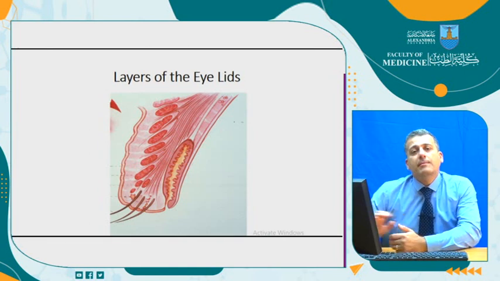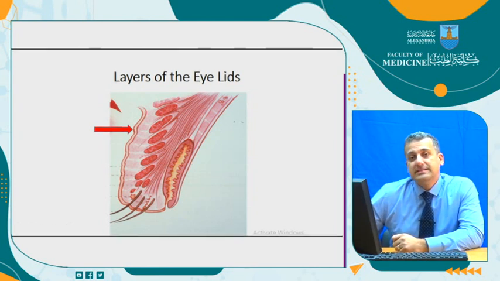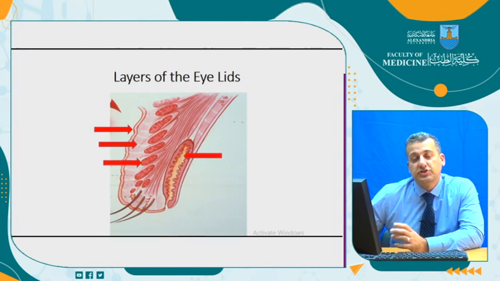So let's now talk about the layers of the eyelid. We have 5 layers. The first layer is the skin. Underneath the skin there is a layer of subcutaneous tissue which is very thin, and underneath that there's a layer of muscle, and the main muscle present in the lid is called the orbicularis oculi, and the fourth layer is called the tarsus, and the tarsus is the skeleton or the thing that keeps the eyelid having its texture and its shape. This is called the tarsus, and included in the tarsus are glands called meibomian glands.